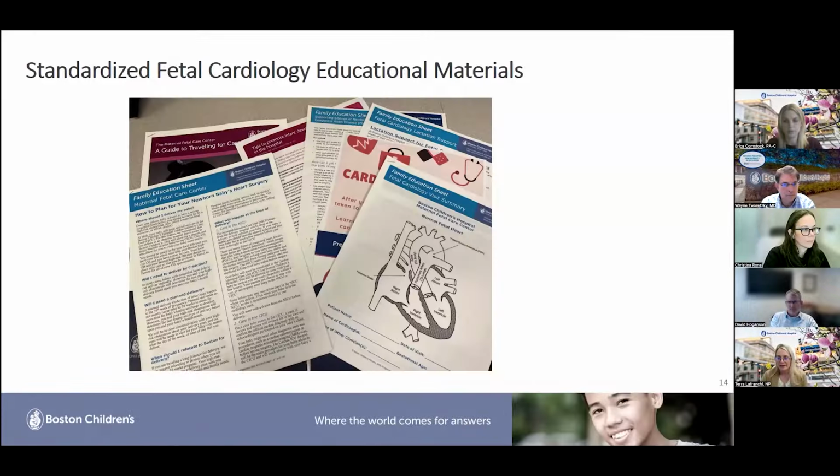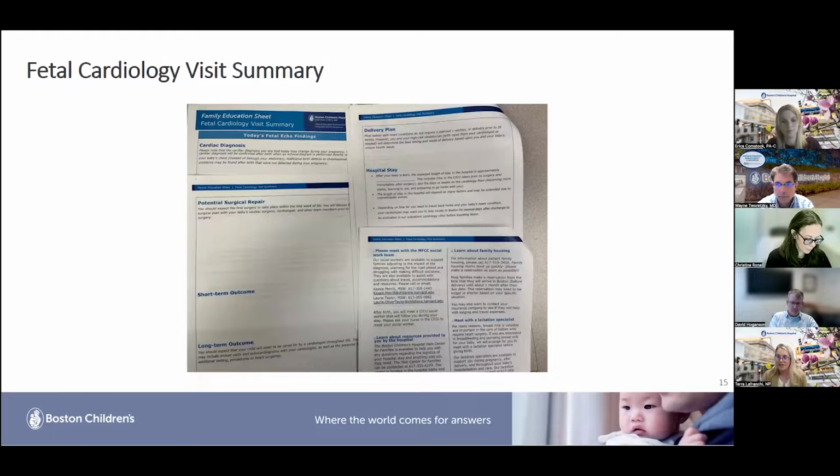Another important component of prenatal counseling is providing standardized educational materials for families. Creating these materials has been a passion of mine because this is one way to decrease the discrepancy between what families are told and what they hear and what they can actually remember during a very stressful time. These materials can also decrease anxiety for families by arming them with additional knowledge and resources to read at home, possibly in the middle of the night if they're lying awake worrying. A fetal cardiology visit summary is also provided as part of your consultation.